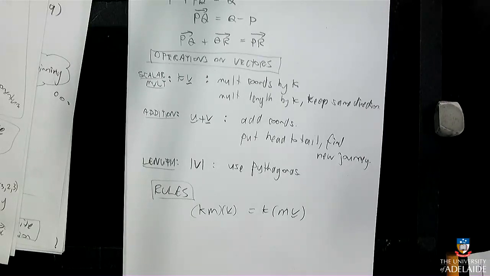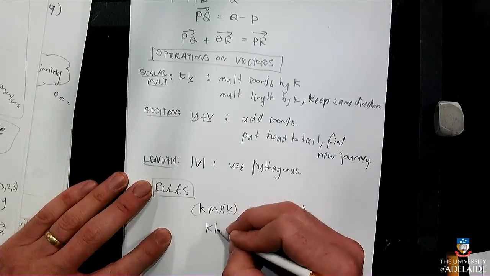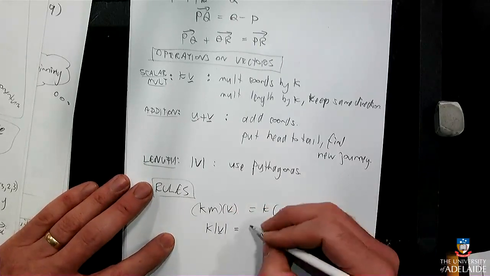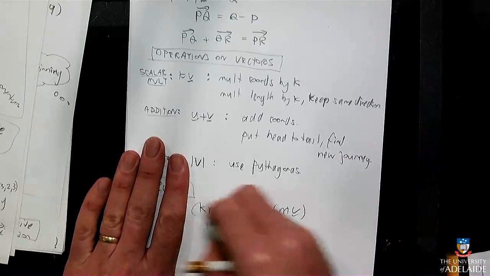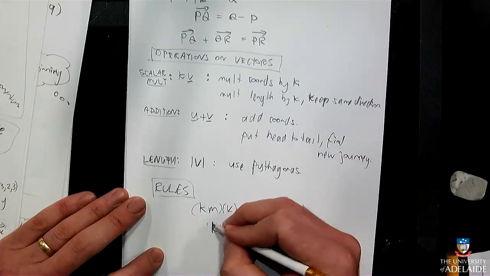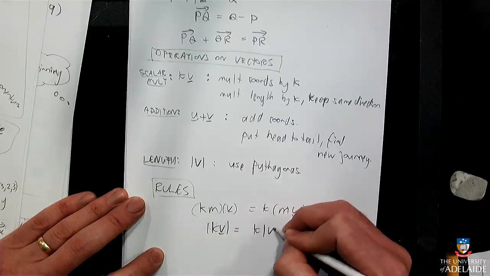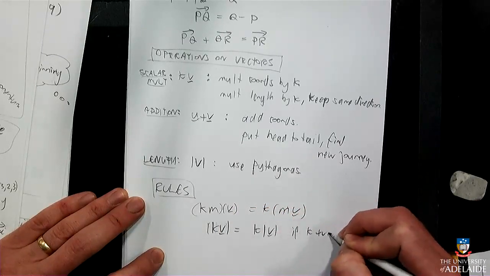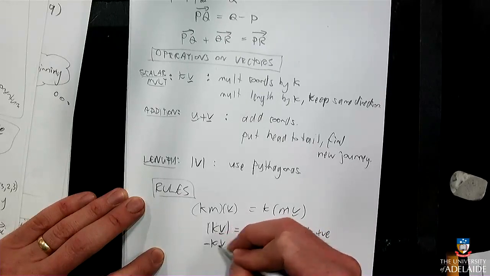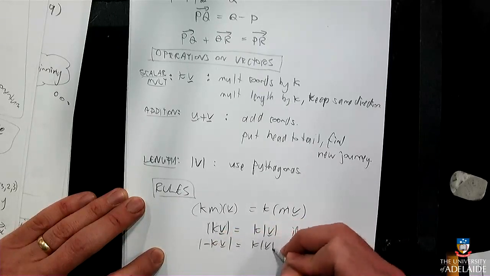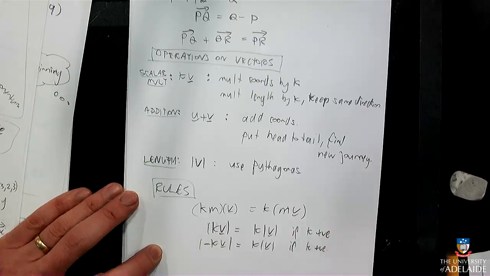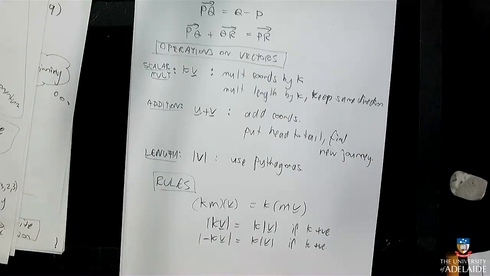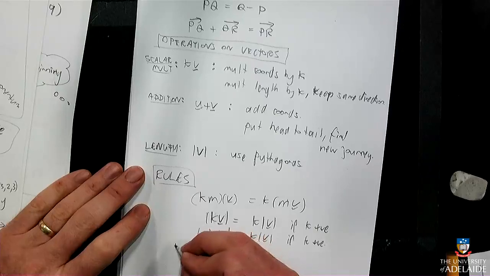It's the same answer. We know that the length of kv is the same as k times the length of v if k is positive. And the length of minus kv is also k times the length of v if k is positive, because anything that's negative, the negative goes away. So that's how scalar multiplication interacts with itself, and it's how it interacts with length.